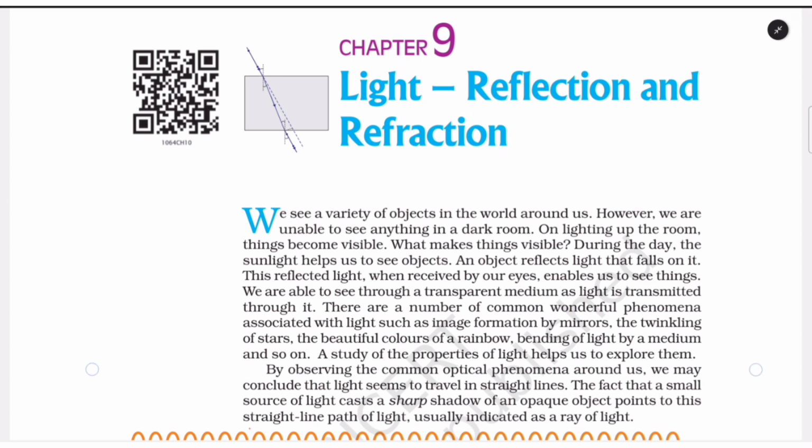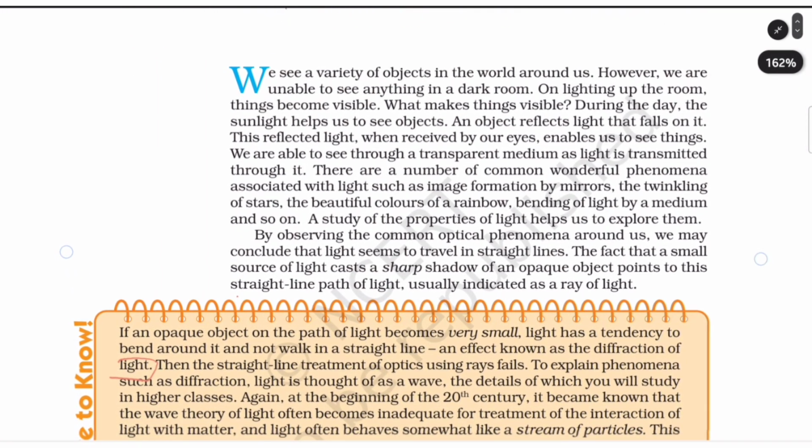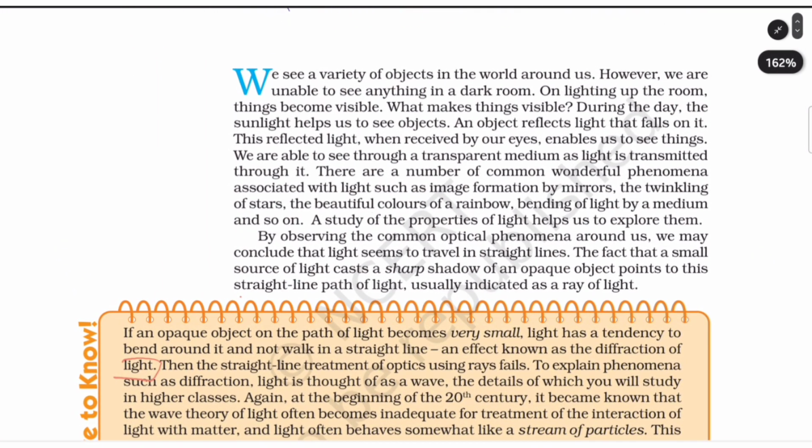We see a variety of objects in the world around us. We see so many objects in front of us. If you are seeing a mobile or anything, that is an object that we can see. However, we are unable to see anything in a dark room because there is no presence of light. When the light is present, we can see the object. When the light is not present, we can't see the object.